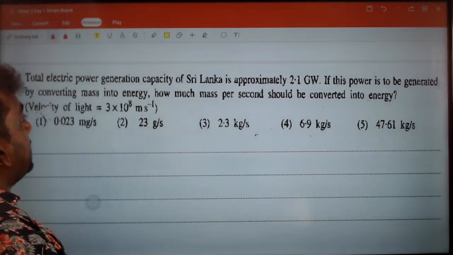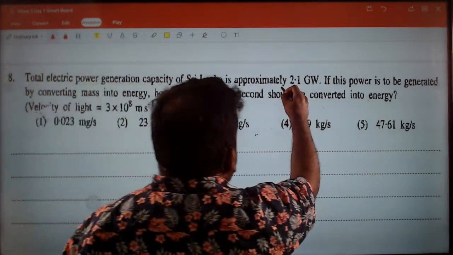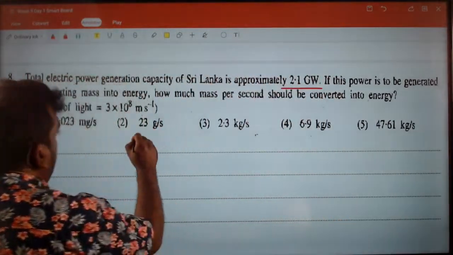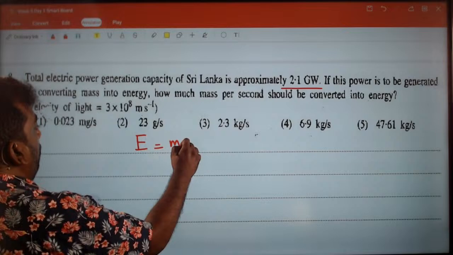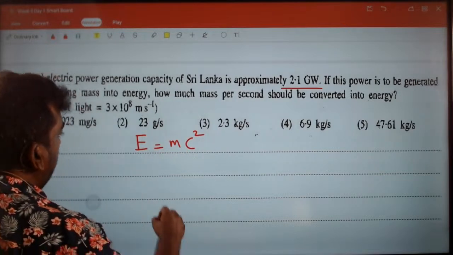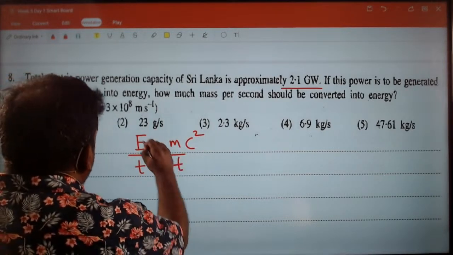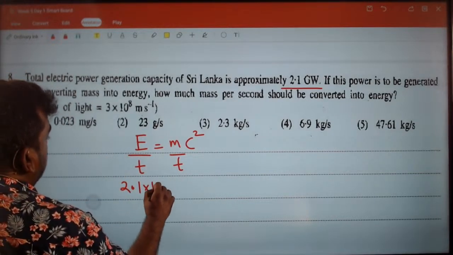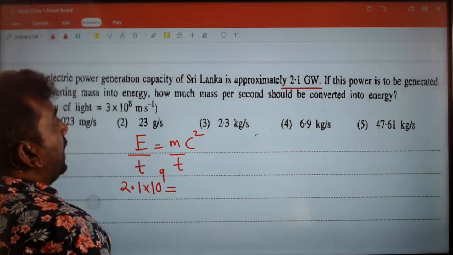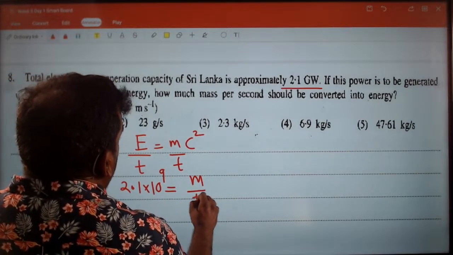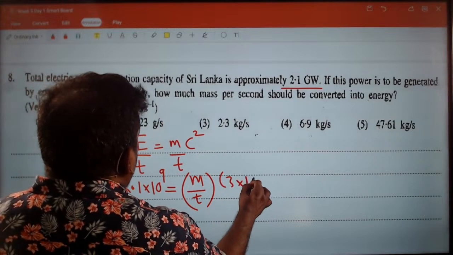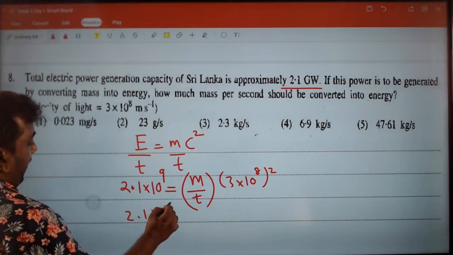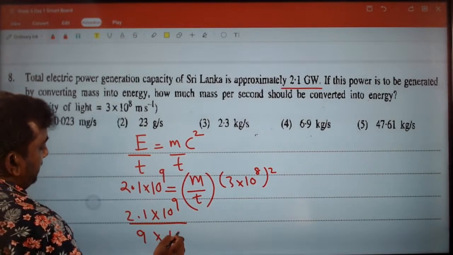Total electric power generation capacity in Sri Lanka is 2.1 gigawatt. If this power is to be generated by converting mass to energy, Einstein's equation, E is equal to mc square. I divide this side by time, this side by time, this becomes power. Power means 2.1 gigawatt. Giga means 10 to the power 9 watt. How much mass per second should be converted? So speed of light 3 times 10 to the power 8, whole thing squared. A simple work: 2.1 times 10 to the power 9 divided by 9 times 10 to the power 16.